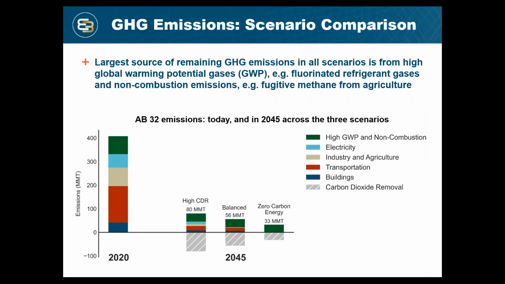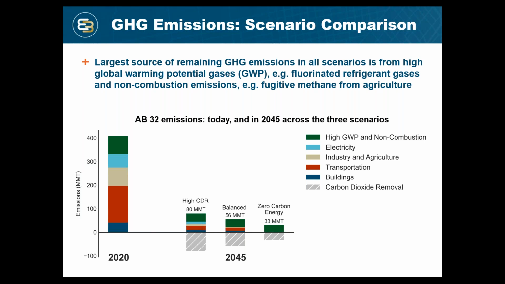So here's a figure that shows what this looks like in terms of total greenhouse gas emissions for the three scenarios compared to today. And you can see that in all three scenarios, there are deep reductions coming from every sector. In the zero carbon energy sector, we've eliminated all fossil fuel emissions. So the 33 million metric tons remaining by 2045 are all coming from high global warming potential gases and non-combustion greenhouse gas emissions. So those are things like fugitive methane for non-combustion and fluorinated refrigerant gases for high GWP gases.